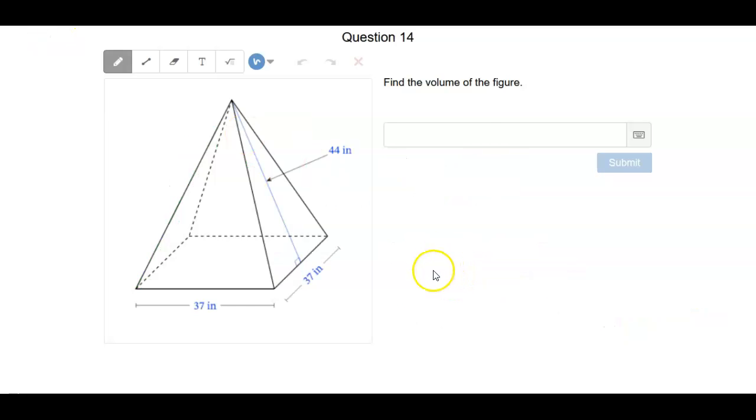Okay, so let's look at what happens when they don't give us the height. So we have this pyramid here, and no matter what, the very first step is just going to be find the area of the base. And in this case, the shape of our base is again a square, so we're going to find the area of the square, which is length times width, and in this case, 37 times 37.